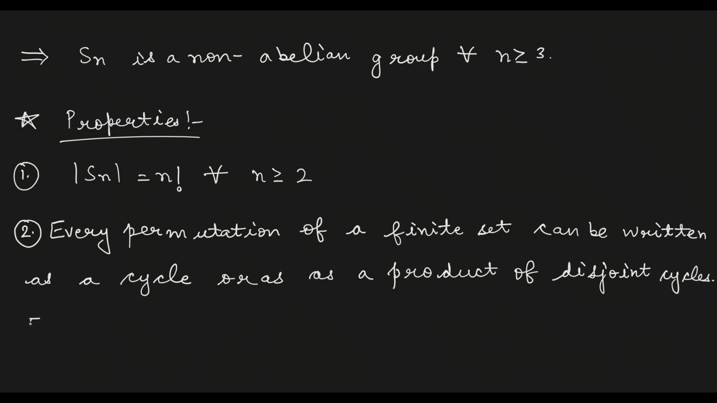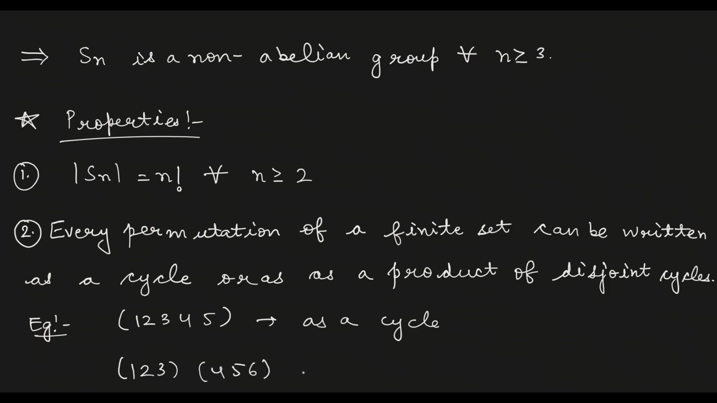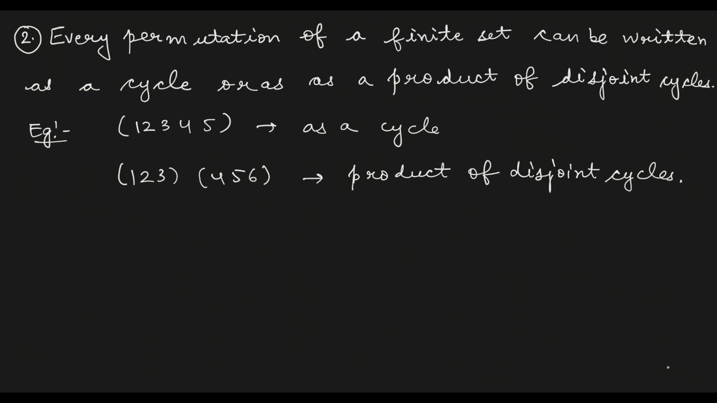For example, (1 2 3 4 5) is written as a cycle, and (1 2 3)(4 5 6) is written as a product of disjoint cycles. Next, disjoint cycles commute.